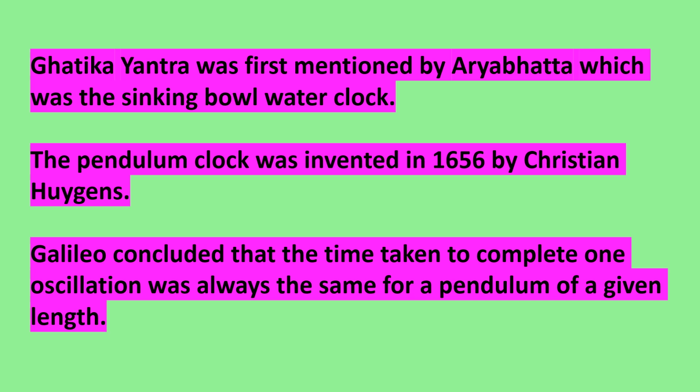Galileo concluded that the time taken to complete one oscillation was always the same for a pendulum of a given length. So Galileo told that when a pendulum moves, the time taken to complete one oscillation, one round, will always remain the same. For any pendulum of a given length, if the length is the same, then the time taken to complete one oscillation will be the same, because its length is the same.